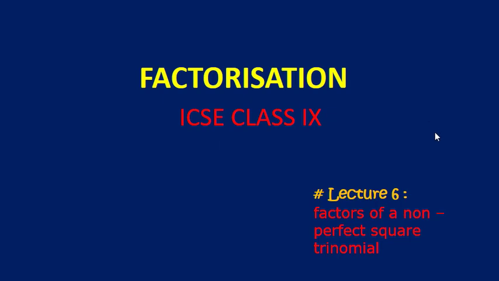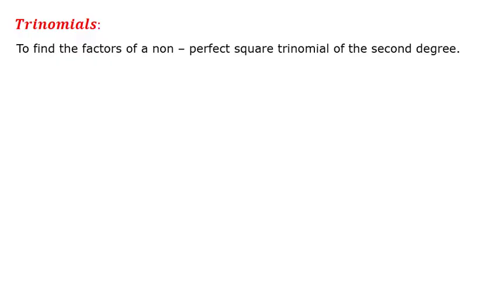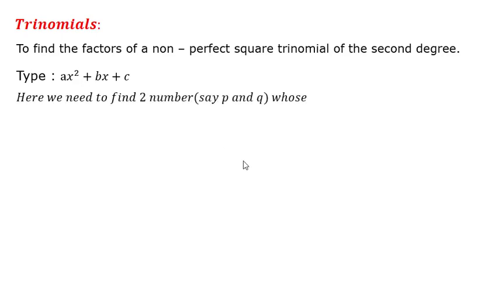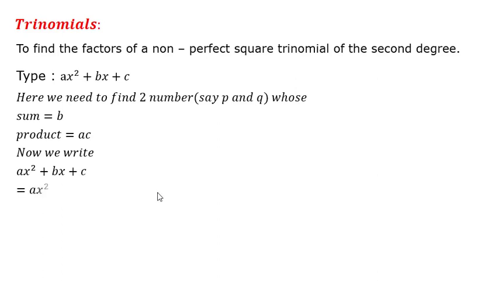In this lecture we are going to see factors of a non-perfect square trinomial. To find the factors of a non-perfect square trinomial of the second degree, let us consider type as ax square plus bx plus c. Here we will find two numbers, say p and q, whose sum is equal to this middle term b and whose product is equal to a into c. Then we will write ax square plus bx plus c as ax square plus px plus qx plus c.